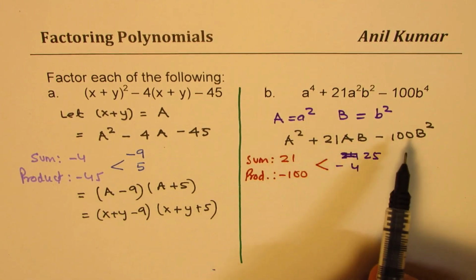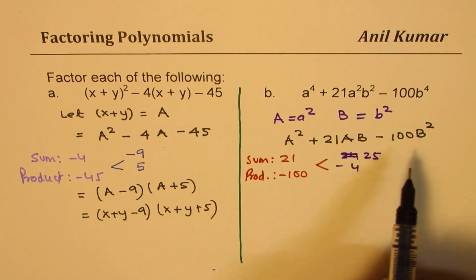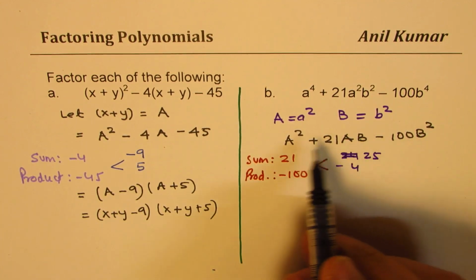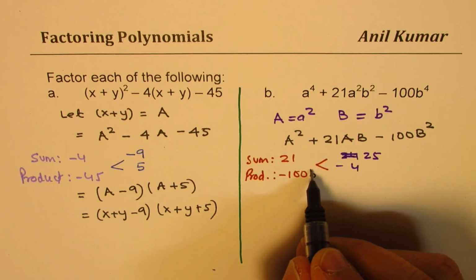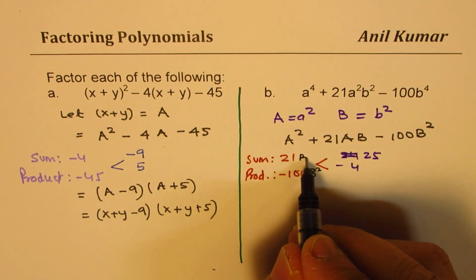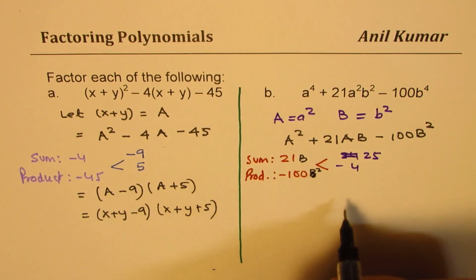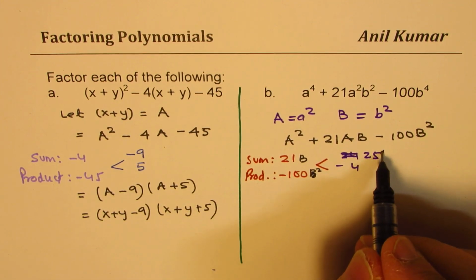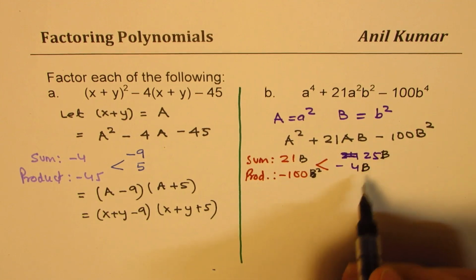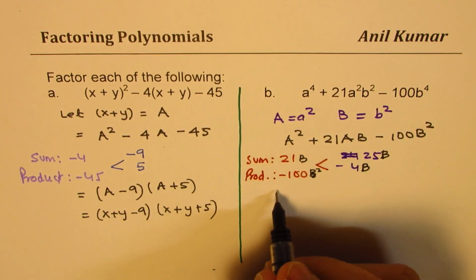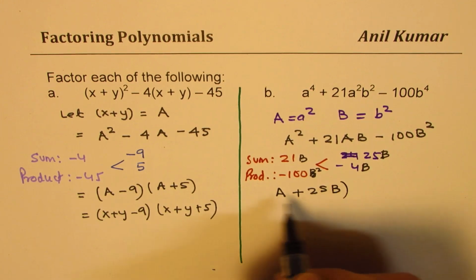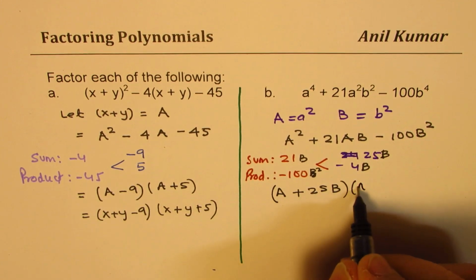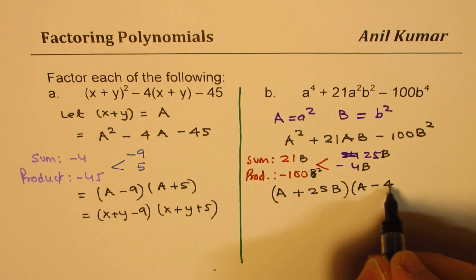Now in this there is a difference. We have B also here, right? So basically when you're looking for this, you're looking for a product of 100B² and the sum of 21B, correct? That's what you're looking for. So you have to introduce that capital B here. So that is a key. Now let's do it. So we get (A + 25B) times (A − 4B).